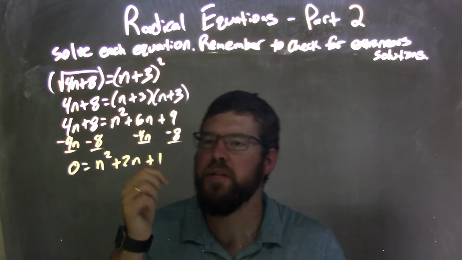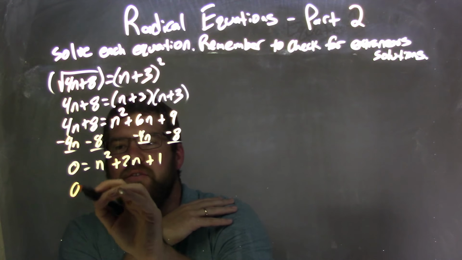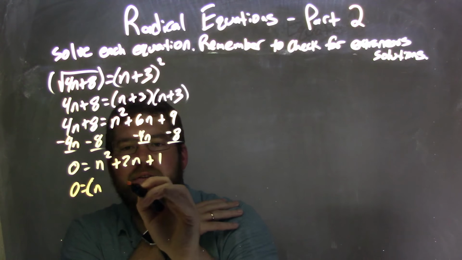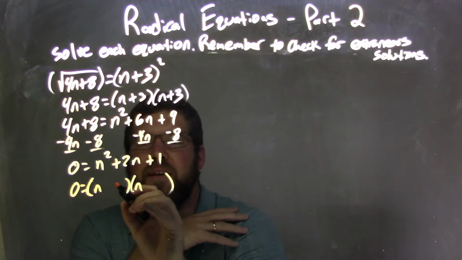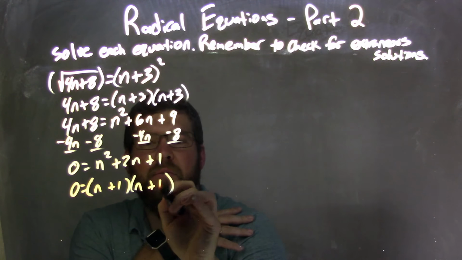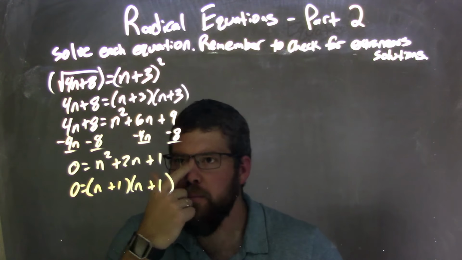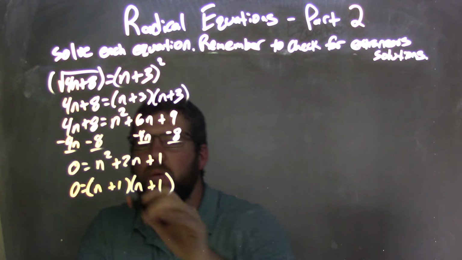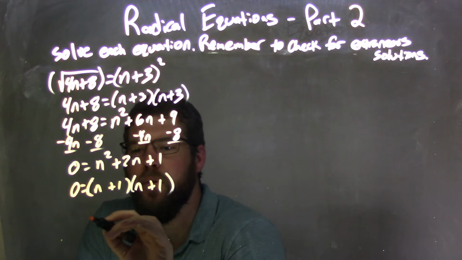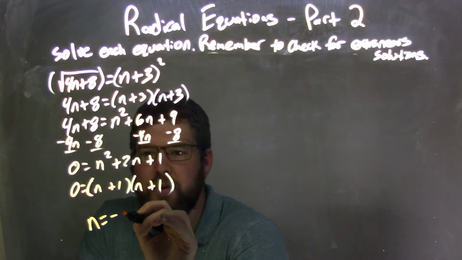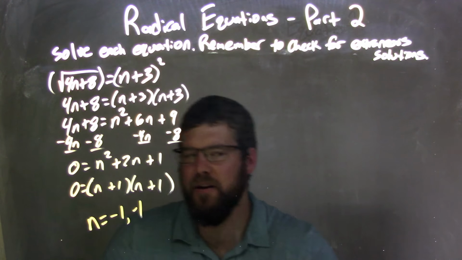So we think about what two numbers multiply to be 1 and add to be 2. We factor this out. Well, that's going to be a positive 1 and positive 1, right? 1 times 1 is 1, 1 plus 1 is 2. So when we solve this, set both parts equal to 0, we're left with n equals a negative 1 and a negative 1 here. Okay?